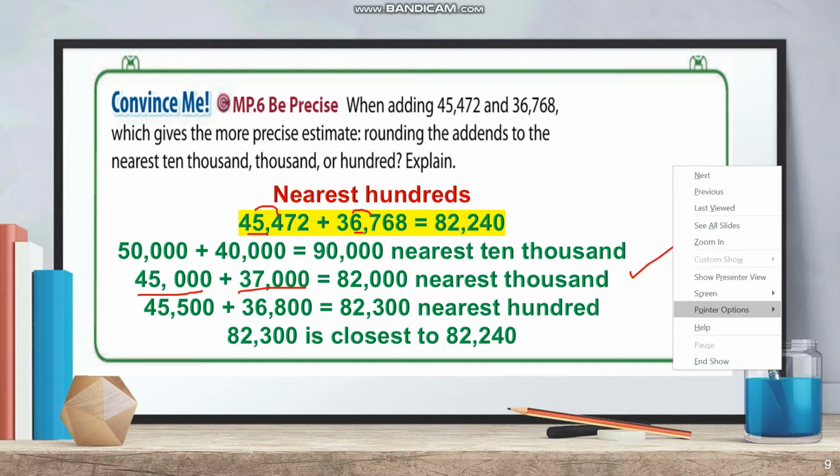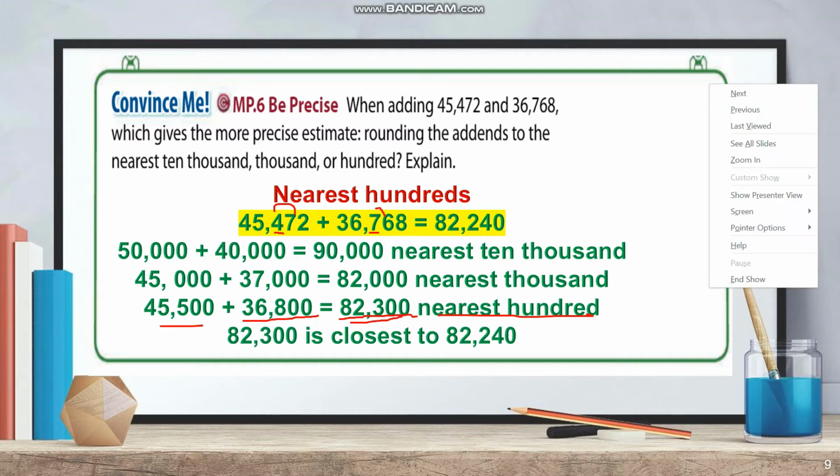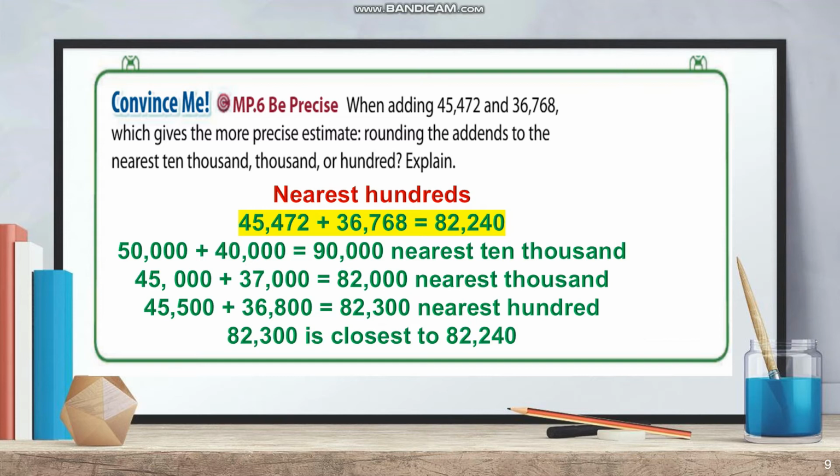Now, what if we're going to round to the nearest 100? The 100 place is 4 and 7. 4 is followed by 7, so it becomes 45,500. 7 is followed by 6, so that is more than 5. So 7 becomes 8, so it becomes 36,800. When we add these two, the answer is 82,300. So 82,300 is the rounded number when we round to the nearest 100.